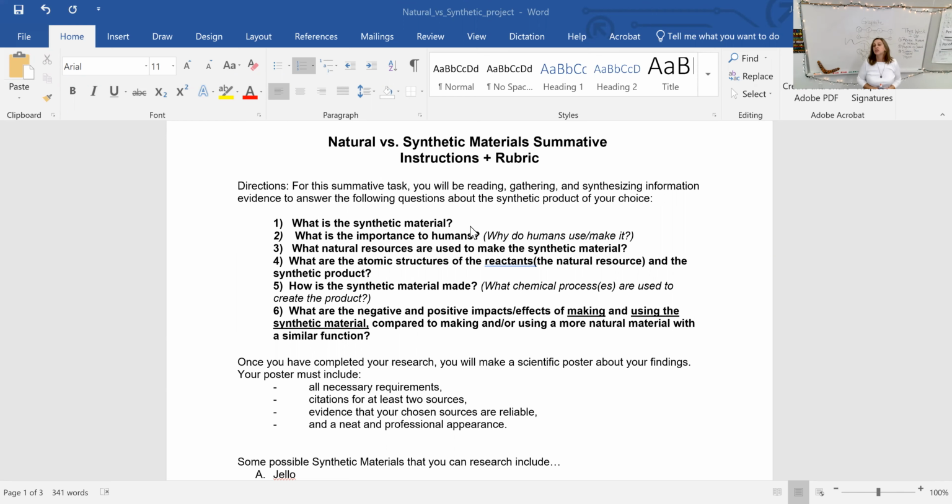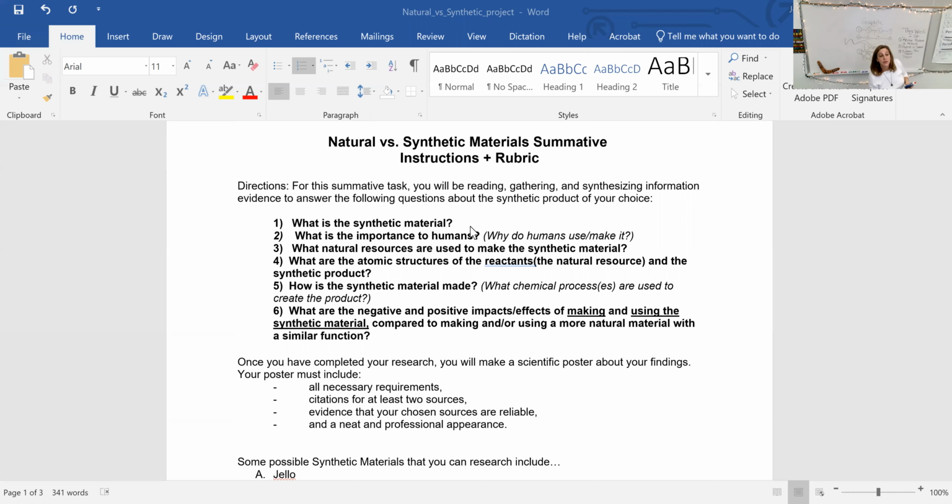What is the importance to humans? So you might need to do a little bit of research online. Why do humans use it or make it? Well, I know that Elmer's glue gets used in schools all the time, and it allows two things to stick together, but I wouldn't trust it if I was trying to stick a cement block to the ceiling. So it has a purpose, but for weaker sticking things together. But I would look up online, why did we first start making Elmer's glue?